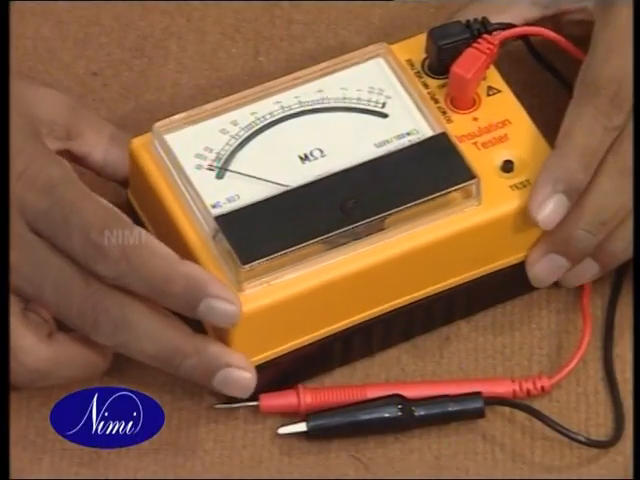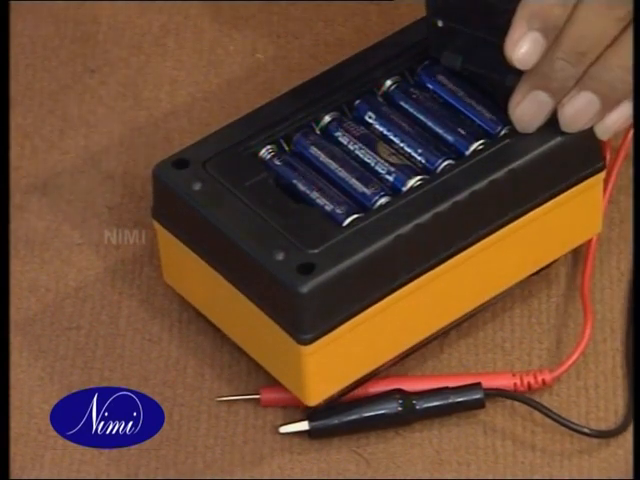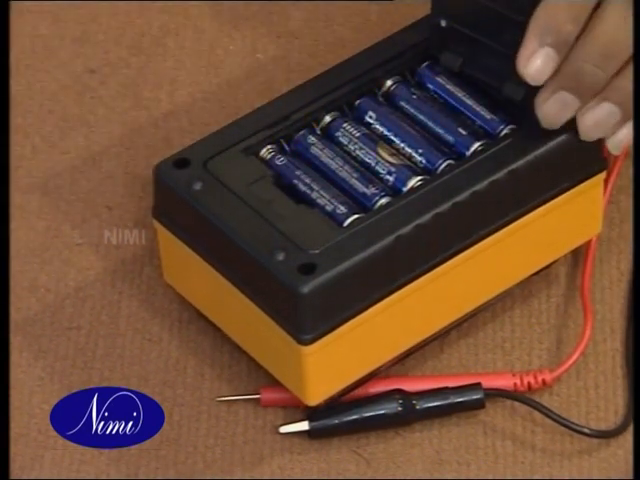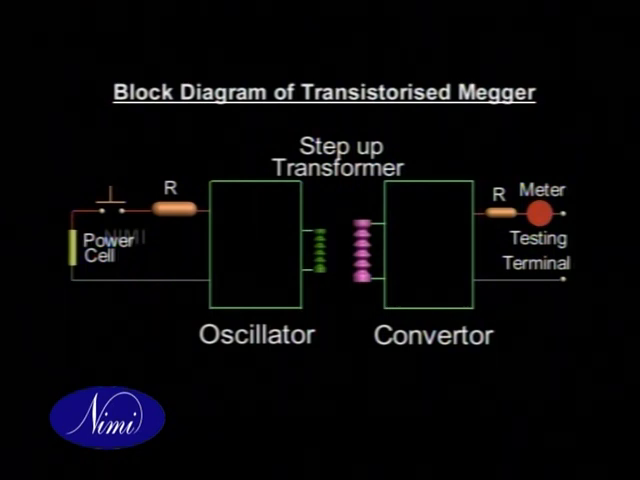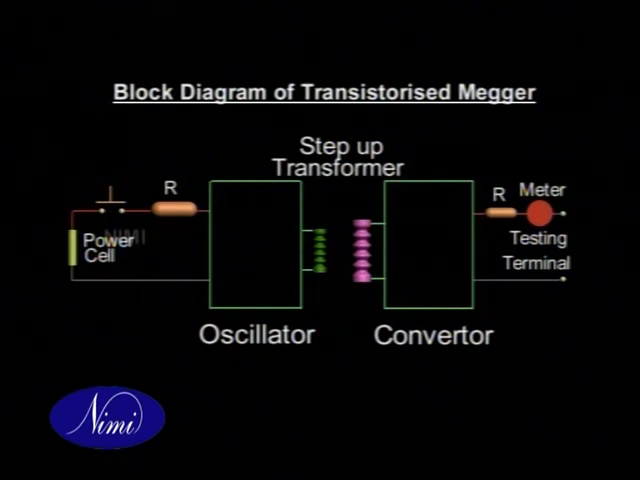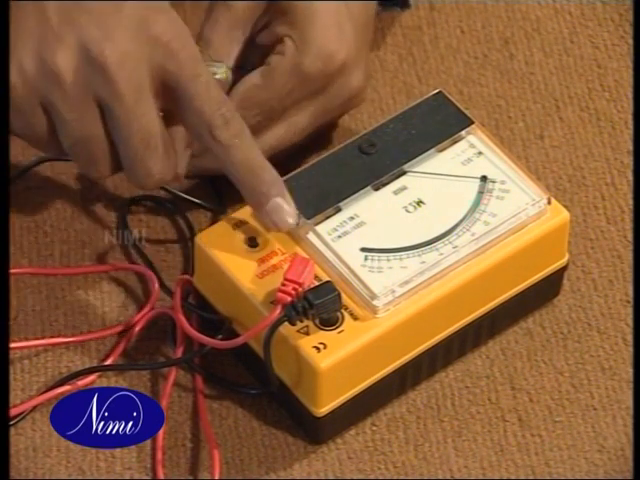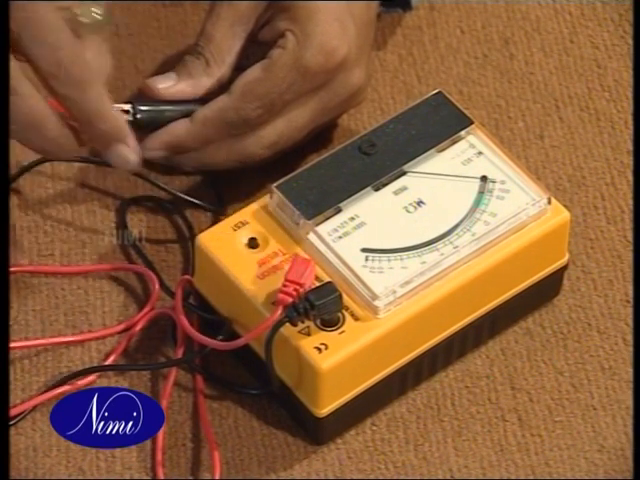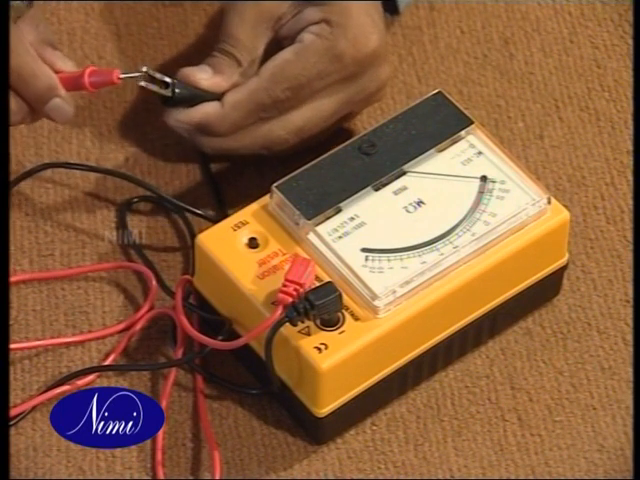A transistorized mega is an electronic insulation tester. It converts low DC voltage from a dry cell to high DC voltage by using an oscillator, step-up transformer, and a converter. The voltage generated at the test terminals is in the order of 250, 500, or 1000 volts depending upon the design. A moving coil meter with a high resistance in series forms a series ohm meter and has a dial graduated in megohms similar to the conventional mega.